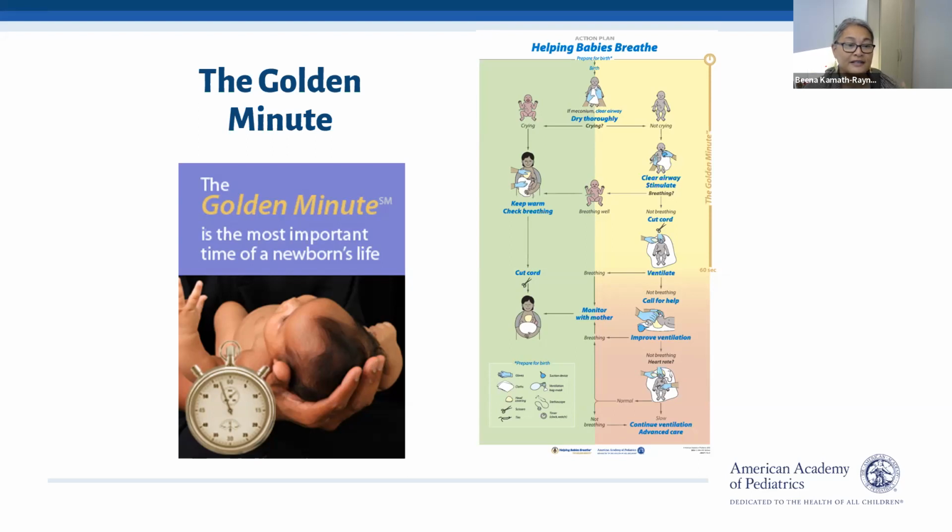And you can also see that it's color coded. And so a baby that, once you dry them, is crying goes to the green zone and can receive essential newborn care with its mother. And a baby that's not crying then needs to be assessed, dried and stimulated more, and then potentially receive bag mask ventilation. And we aim to help the baby to breathe either spontaneously on their own or with bag mask ventilation within the golden minute, so that we can avoid the long-term consequences of birth asphyxia, such as cerebral palsy.